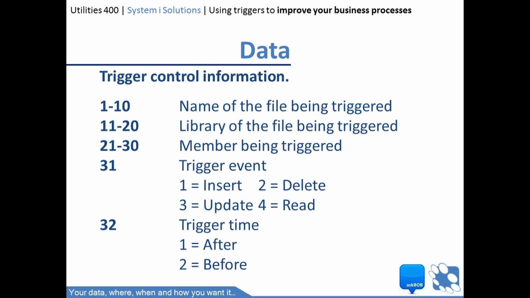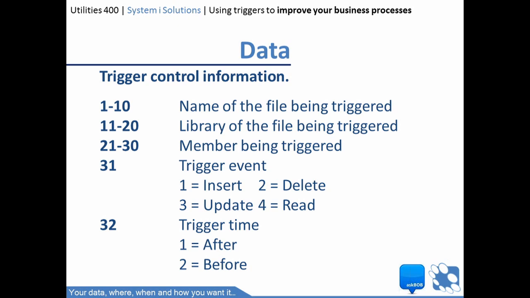Okay, so what happens in this data string? Well, at the beginning of the data string, you've got these 5 fields to start with. So right at the beginning, in the first 10 characters of the data passed to you, you've got the name of the file being triggered and the library of the file being triggered. Now, if you only had one trigger program per file, you wouldn't really need to use that. But if you take my approach where you have a generic trigger program, that information would obviously decide which other program you call to process the logic for the trigger.